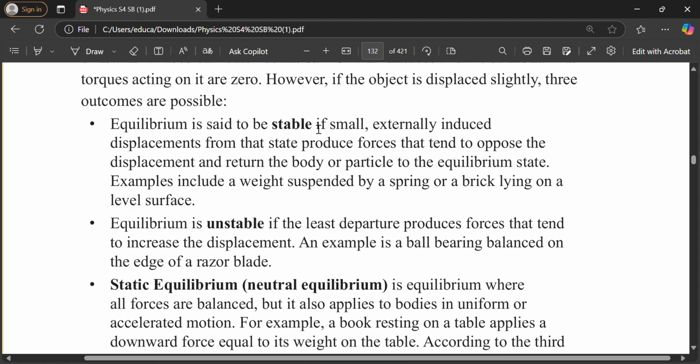A thing is in stable equilibrium if a small externally induced displacement from that state produces a force that tends to oppose the displacement and return the body to the equilibrium state. We say the equilibrium is stable if you can apply a small force to the object and it moves a little, but then returns to where it was. Do you get it? An object is in stable equilibrium if, when you act on it with a minimal force, it moves but then returns to the same position.